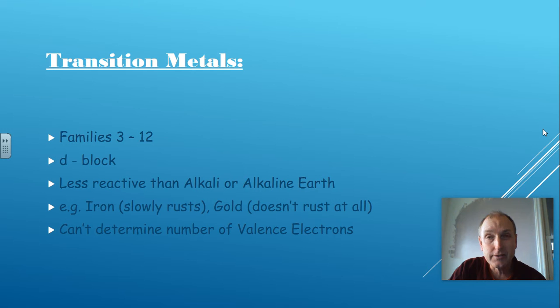Think about gold, which doesn't really react at all. It doesn't rust or tarnish or anything. It just stays bright and shiny pretty much forever. And it's important that you realize we can't tell how many valence electrons the transition metals have just by looking at where they are on the table.